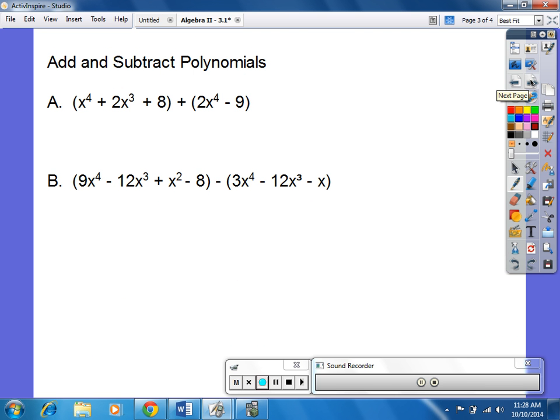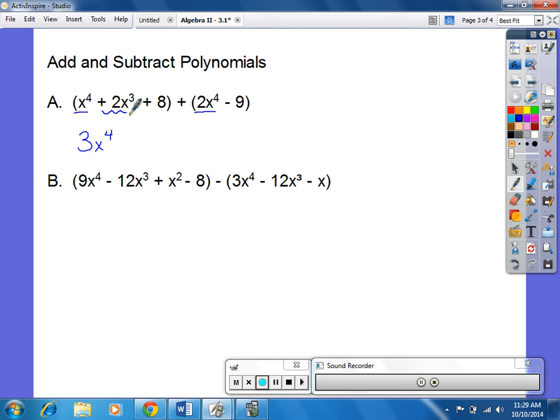The second thing we are going to do with polynomials is either add or subtract them. Adding and subtracting is simply combining like terms. So on letter A, looking for like terms, I want to make sure my polynomial is in standard form. So I will start with the terms that have the degree 4. That's the largest degree. When I add these, 1x to the 4th plus 2x to the 4th is 3x to the 4th.